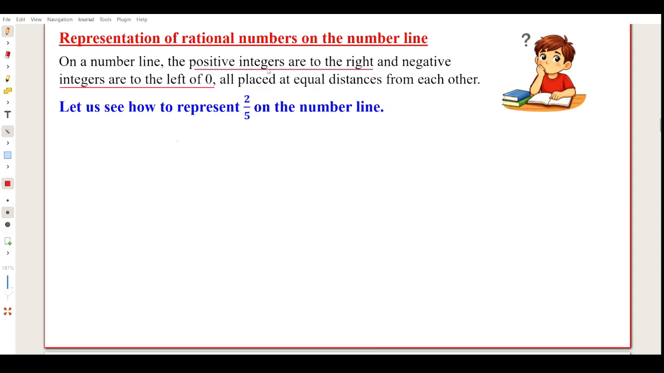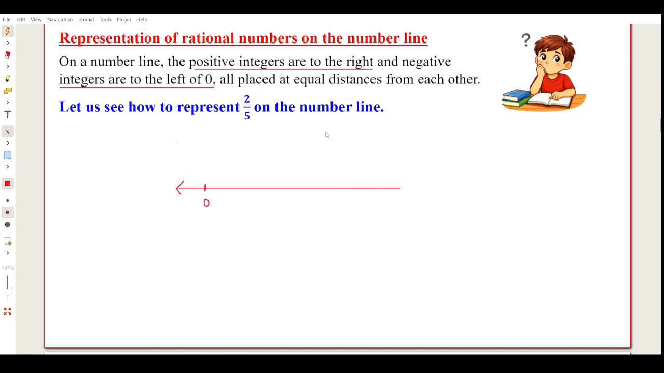Now in the number line we have to represent rational numbers, that is, numbers in p by q format. What steps do we follow? First, draw the line and mark any one point as 0. Then check whether this is a positive or negative rational number. Both are positive, so this is a positive rational number. Positive means we take it on the right side of 0.